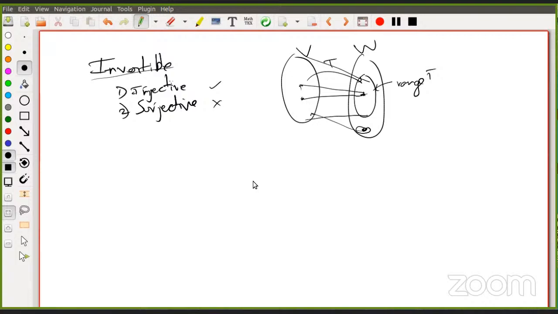And again, injective is also a necessary condition because we can't have one element in W mapping to multiple elements of V while taking the inverse. So that is why the invertibility condition, in a more intuitive sense, requires both of them to be true. If either of them is not true, you'll have some issue like this.